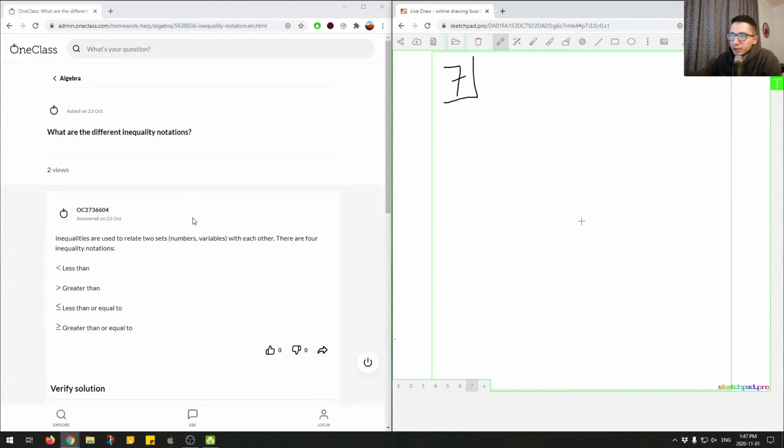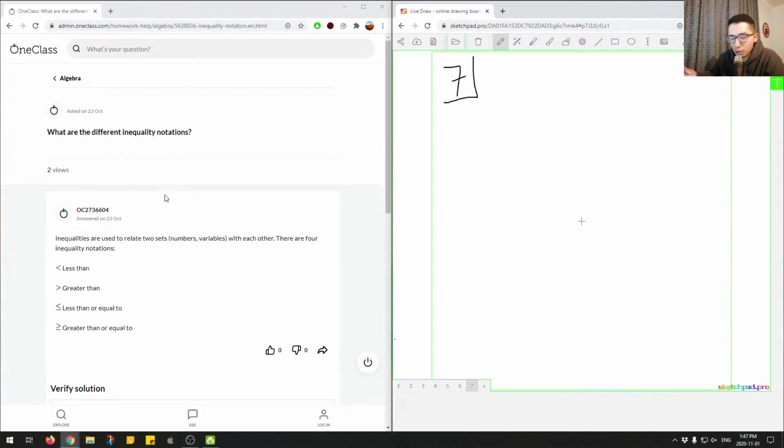What are the different inequality notations? Inequalities are used to relate two sets of numbers, variables, with each other, which is what the Junior Tutor is describing. There are 4, and they give the 4 notations, so let's go through these notations.